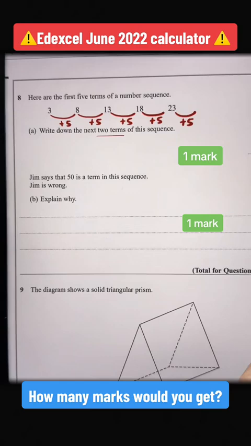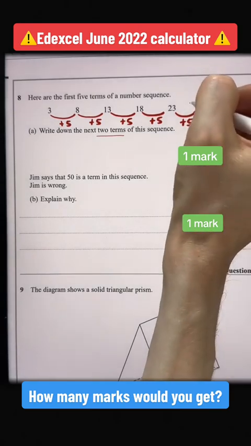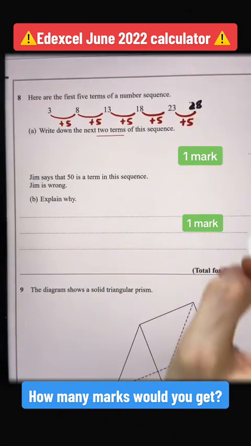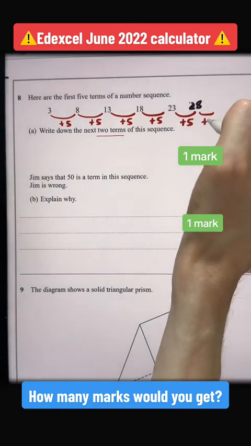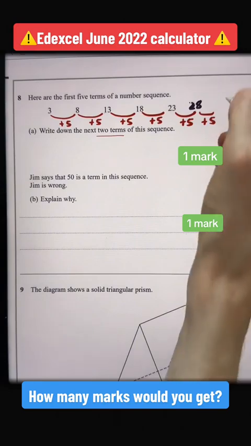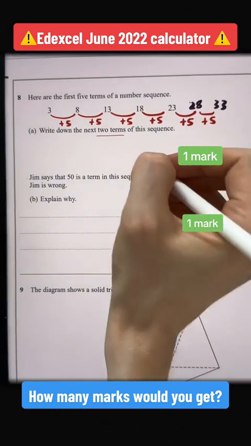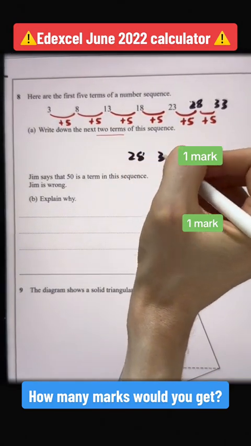As we want the next 2 numbers in the sequence, we're going to add on 5 again. Well, 23 add 5 will give us 28. That's our next term in the sequence. And adding on 5 again to get our next term, well, 28 add 5 will give us 33. Again, use a calculator when necessary. So our next 2 terms are 28 and 33.